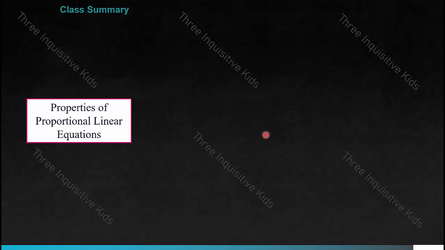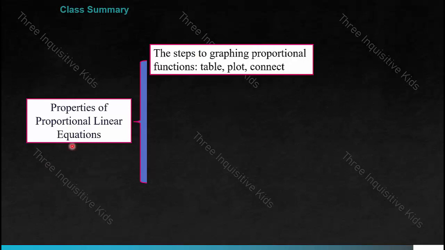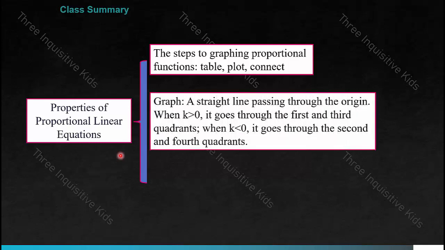Class summary. Today we learned all about the properties of proportional linear functions. The steps to graphing proportional functions: table, plot, and connect. You first create a table to list out all of the coordinate pairs, plot 2 points, (0, 0) and (1, k), and then you connect them. Graph, a straight line passing through the origin.